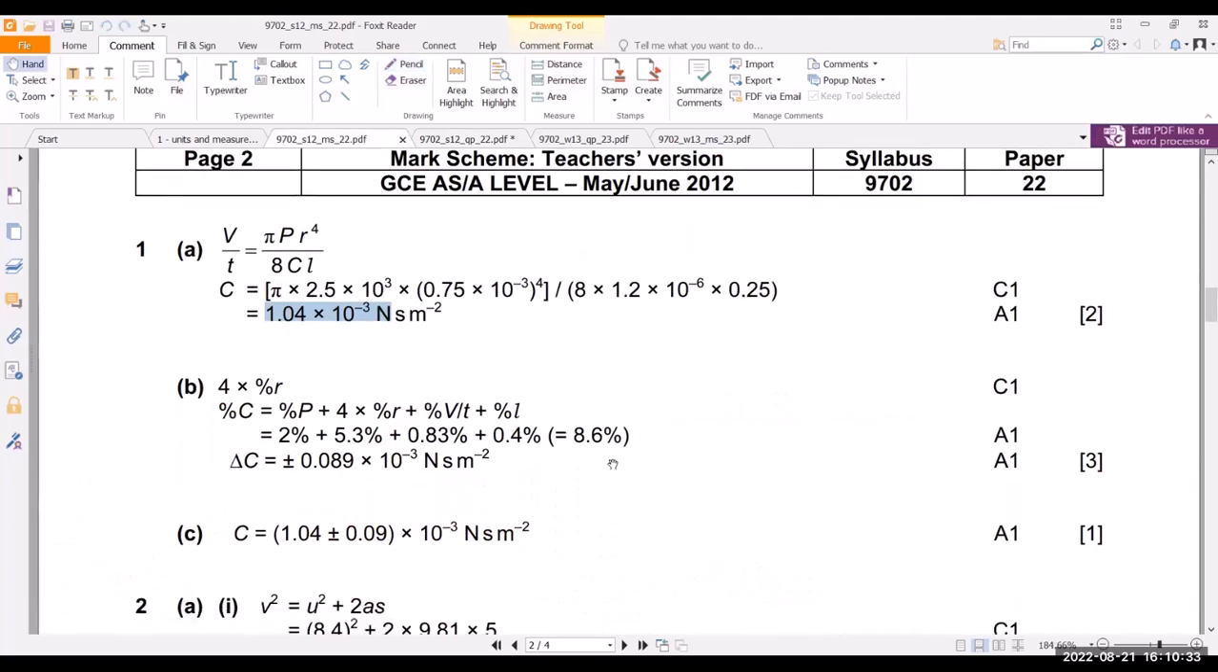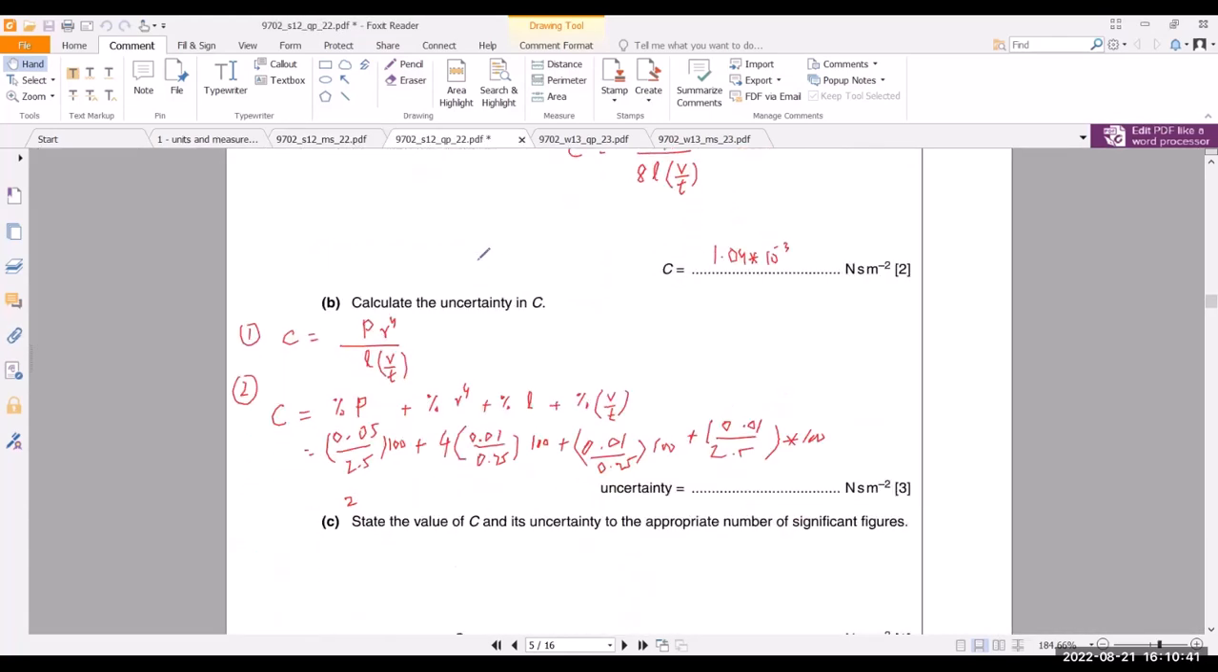if we add all of them, the value will be 8.6. So I'm writing directly over here. You can calculate it by your calculator. The percentage uncertainty is 8.6.